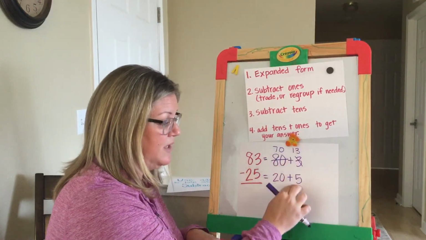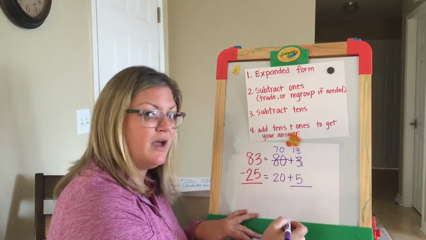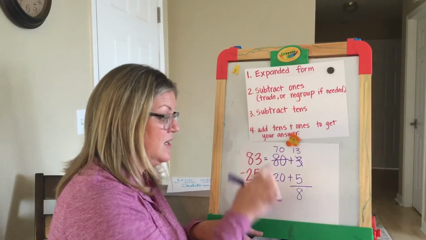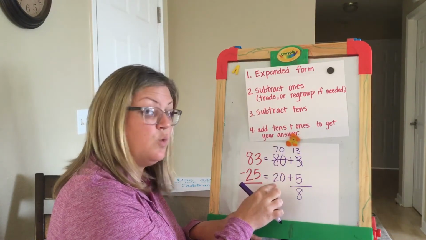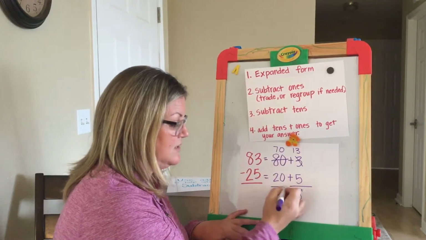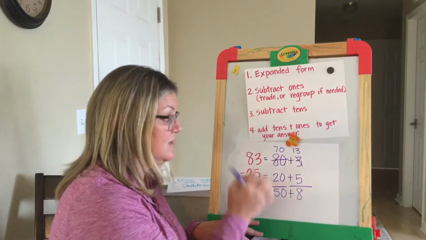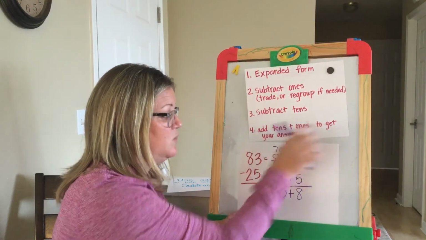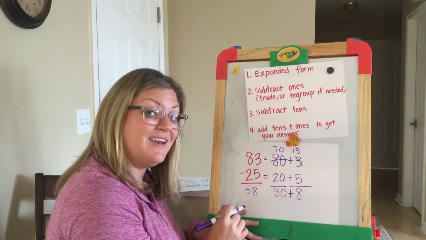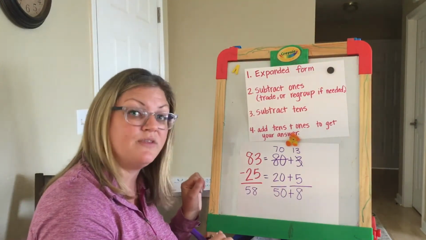Now I can subtract my ones. 13 minus 5. What is 13 minus 5? That's right. It's 8. And what is 70 minus 20? Because that was our next step, subtracting tens. 70 minus 20 is the same thing as 50. 50 plus 8, that's where we go back to number 4. Add together your tens and ones to get your answer. 50 plus 8 is 58. So that's how I can follow these steps and use addition to help me with subtraction.